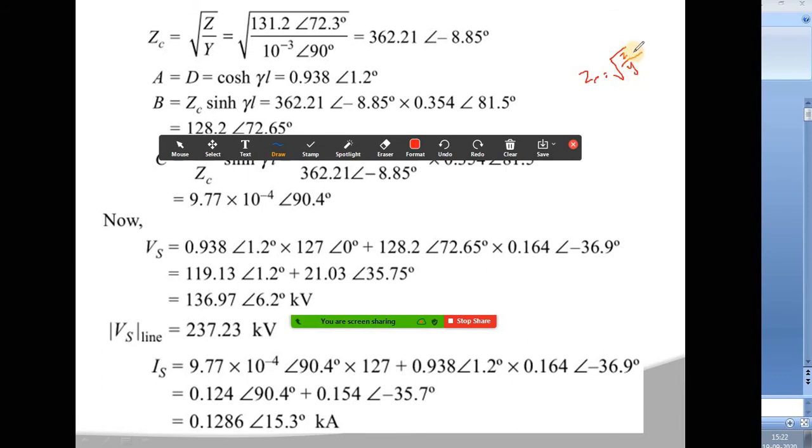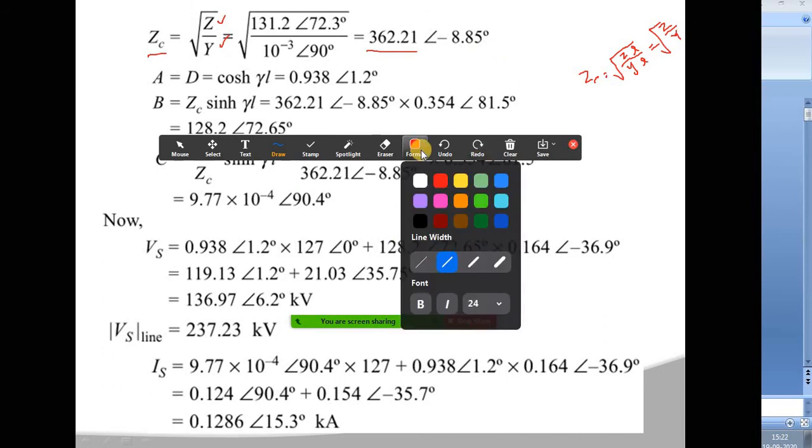Now if you multiply the numerator and denominator with L, there is no change. So this can also be written as the square root of capital Z by capital Y. Z is the total impedance and Y is the total admittance. You know the values of Z and Y, right? Z value is 131.2 at an angle of 72.3 degrees and Y value is 10 power minus 3 at an angle of 90 degrees, which are given in the problem itself. So the value of ZC is 362.21 at an angle of minus 8.85 degrees.